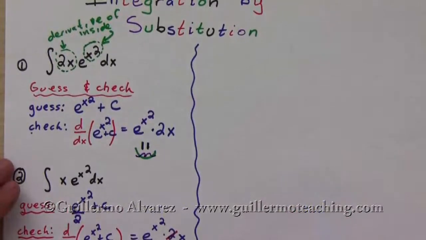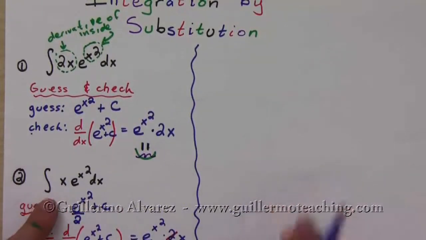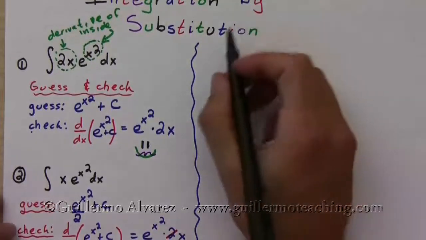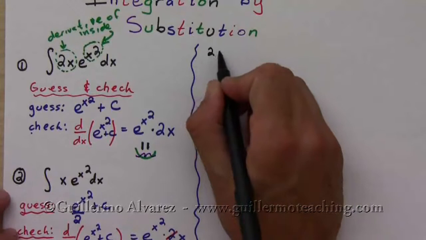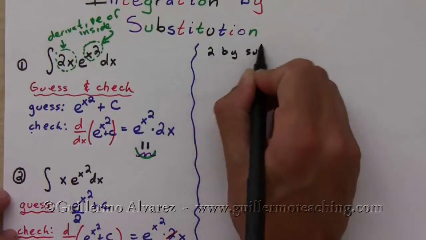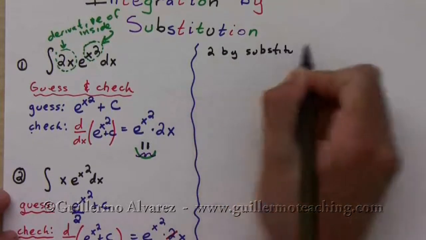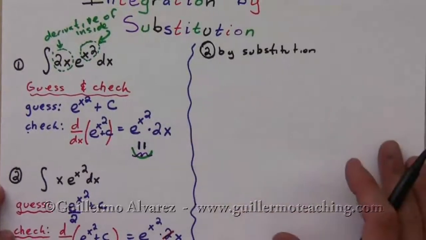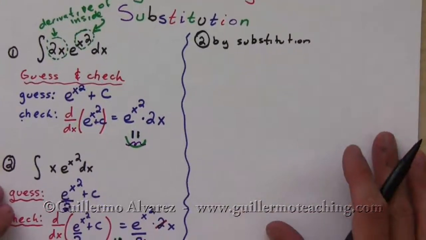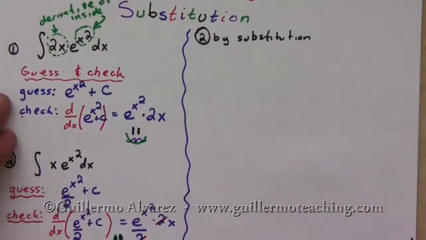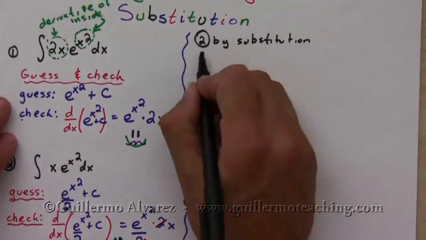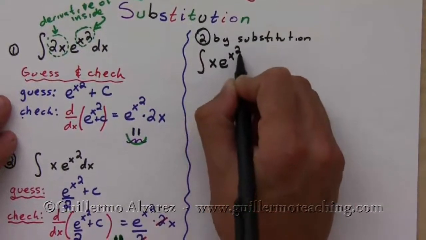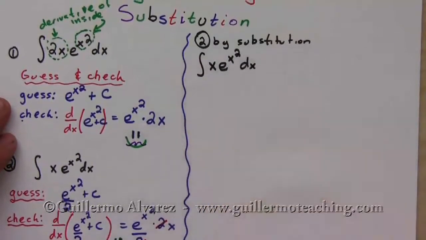Okay, so we're going to do problem number 2 again, and we're going to do it by substitution. And so you're going to see that we're going to get exactly the same result. Okay, so now we have the integral of x e to the x squared dx.